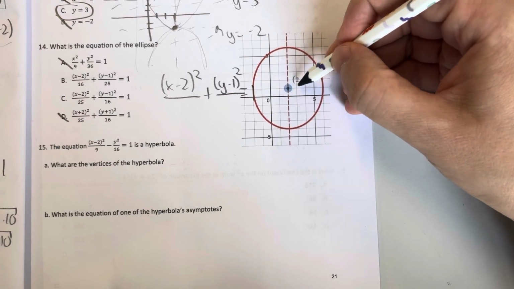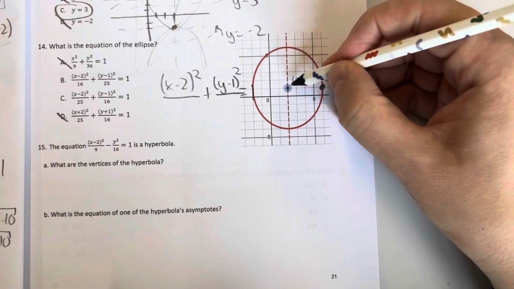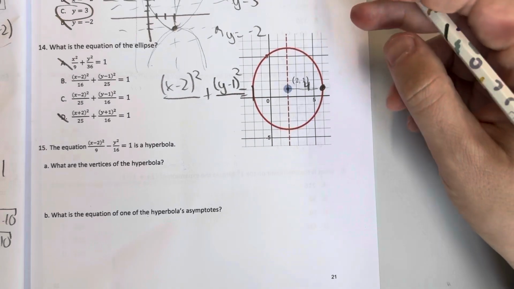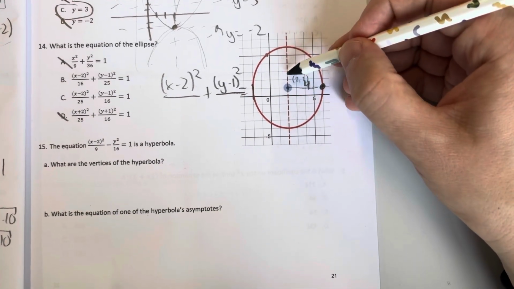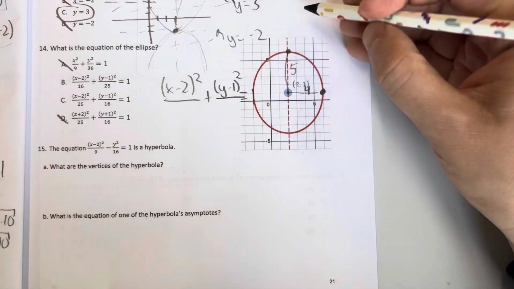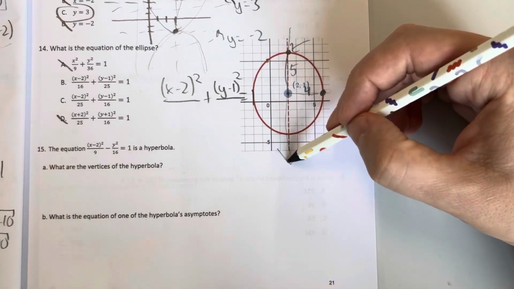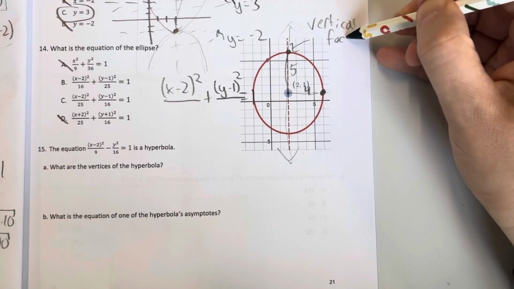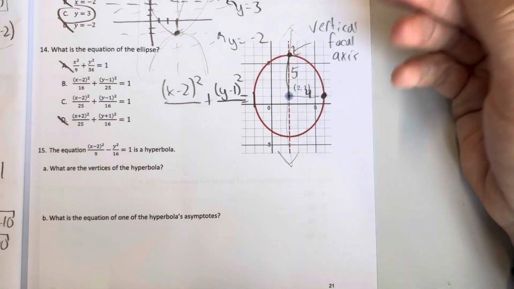So from the center to the edge, we got 1, 2, 3, 4. Now, is that a vertex? Remember, the vertex has to be the edge, so to speak, that is a further distance from the center. So that's 4, as opposed to 1, 2, 3, 4, 5. So this has to be the vertex. And that tells us that this is a vertical focal axis. The foci will also be on this line somewhere here, somewhere here.